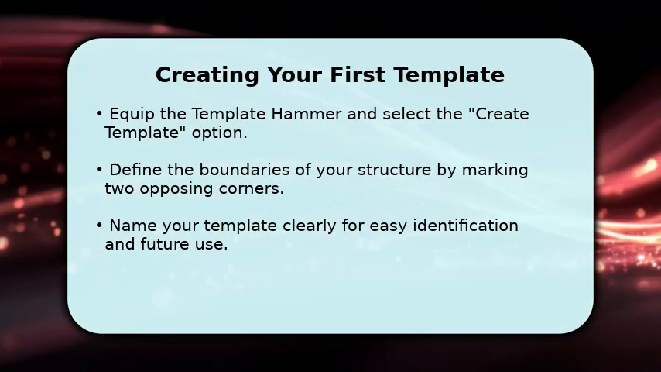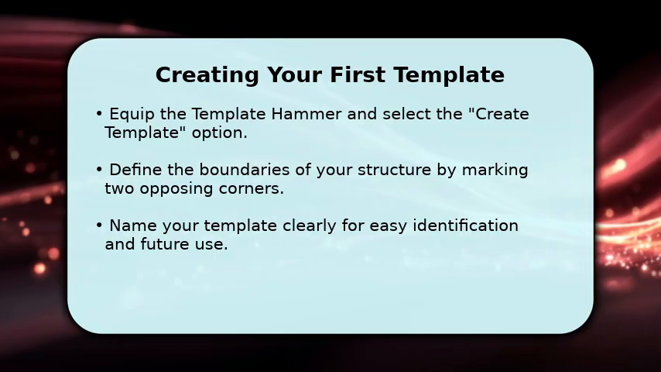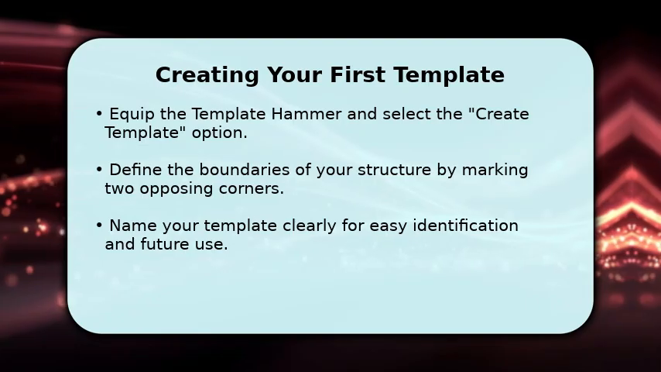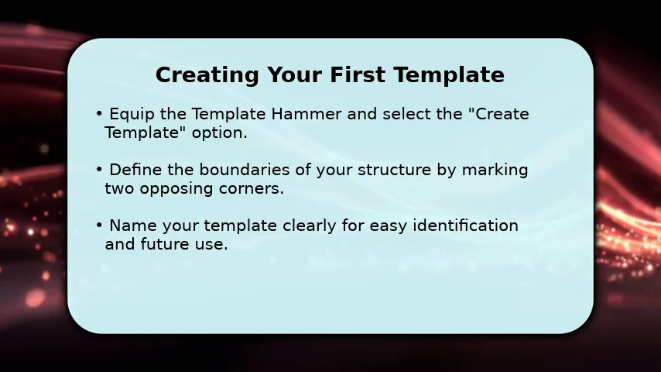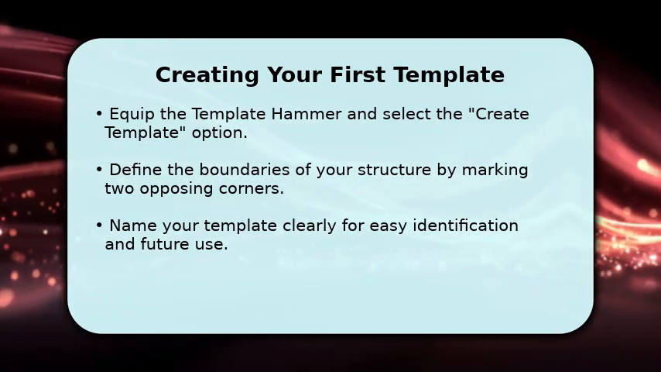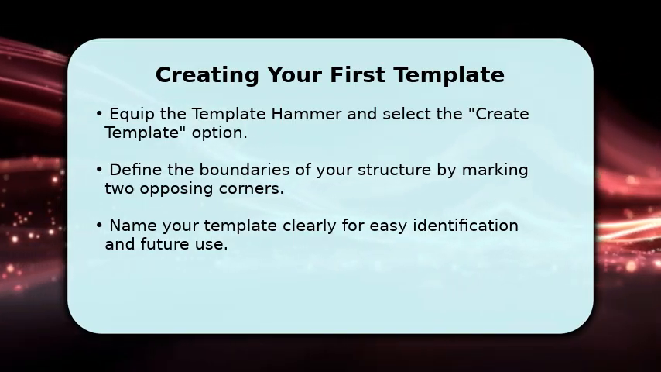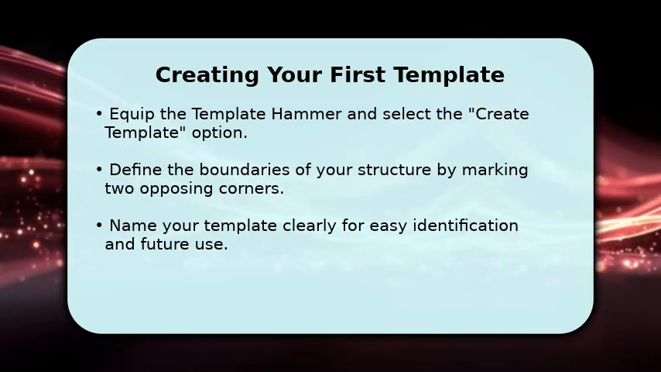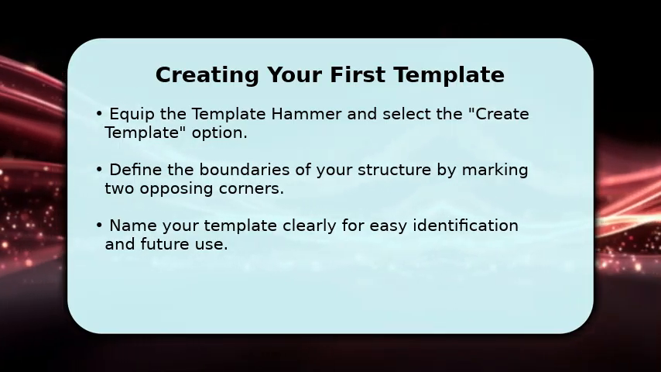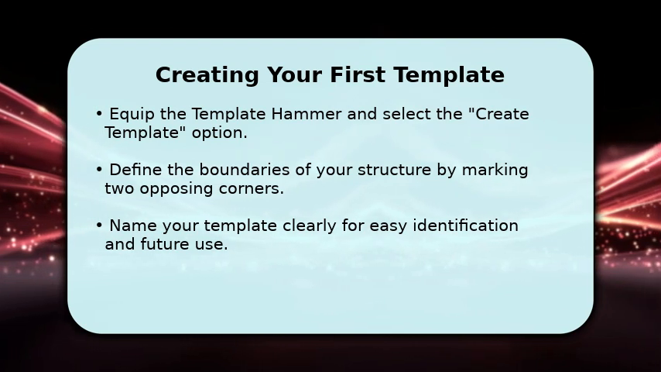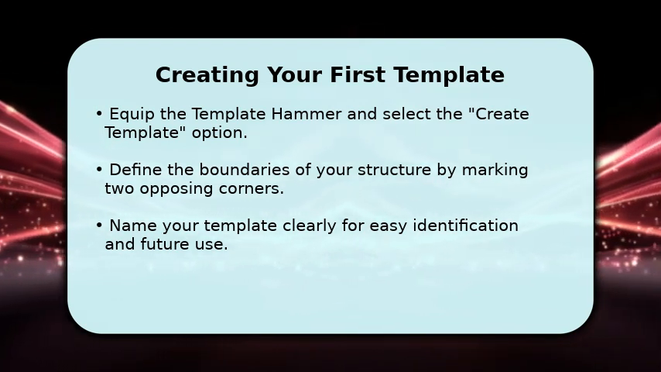To create your first template, equip the template hammer and activate its primary function. You'll then need to define the area you wish to save. Simply click on two opposing corners of your structure to set the boundaries. Once the area is selected, a prompt will appear asking you to name your template. Choose a descriptive name, perhaps including its purpose or size, to easily find it later in your inventory. This simple process saves your hard work for future deployment.